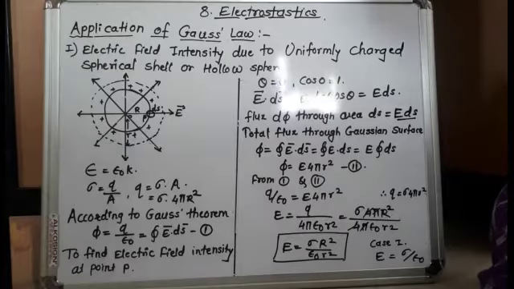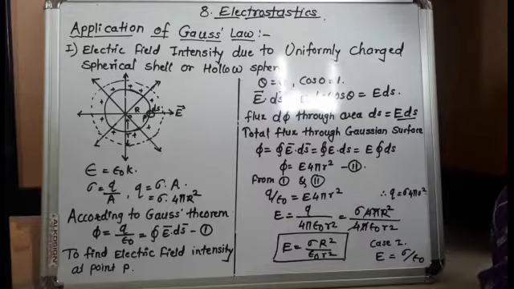In the first application, we find the electric field intensity due to a uniformly charged spherical shell or hollow sphere. We consider a sphere of radius r with its center at O, charged to a uniform charge density sigma, and placed in a dielectric medium. This dielectric constant is called epsilon. Then epsilon is equal to epsilon 0 k.